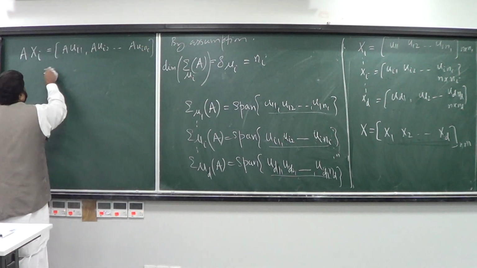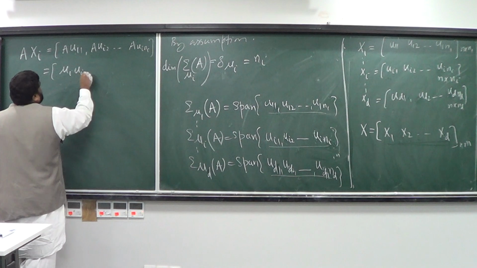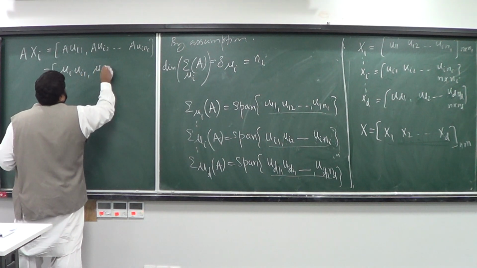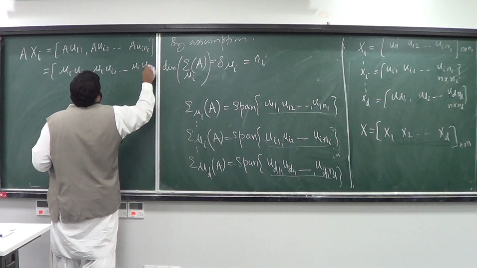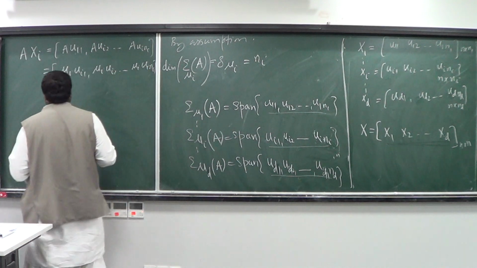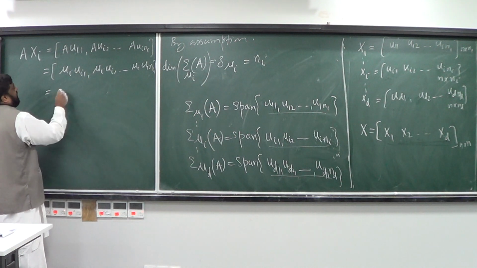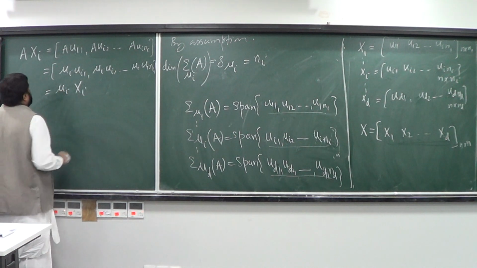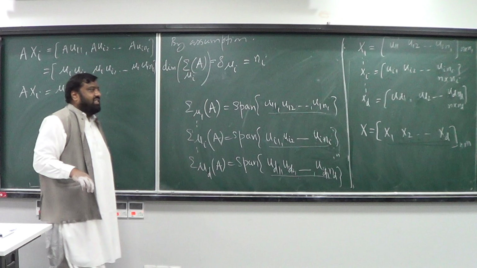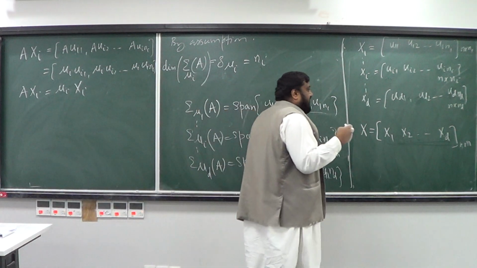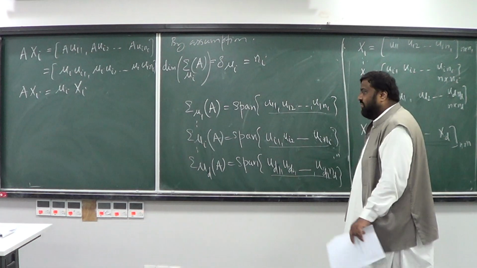But these are the eigenvectors of the matrix A. So this is going to be mu_i u_i1, mu_i u_i2 up to mu_i u_i n_i. Okay? So if you pull out this mu_i from each one of the terms, you're going to get mu_i X_i. So you can consider these X_i's as the matrix of vectors which are the eigenvectors associated with the eigenvalue mu_i actually.